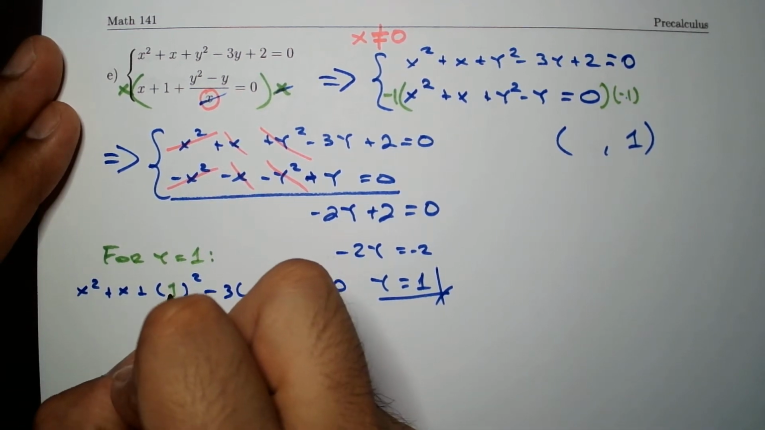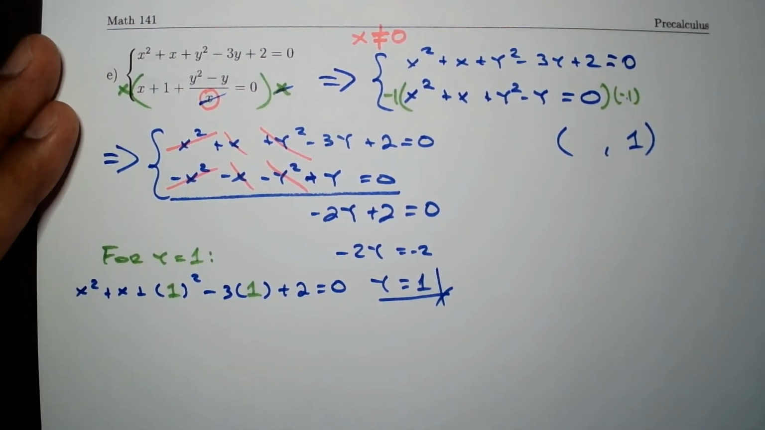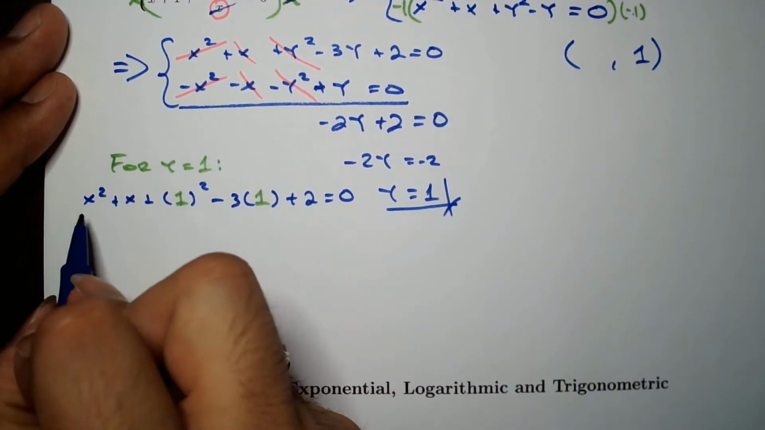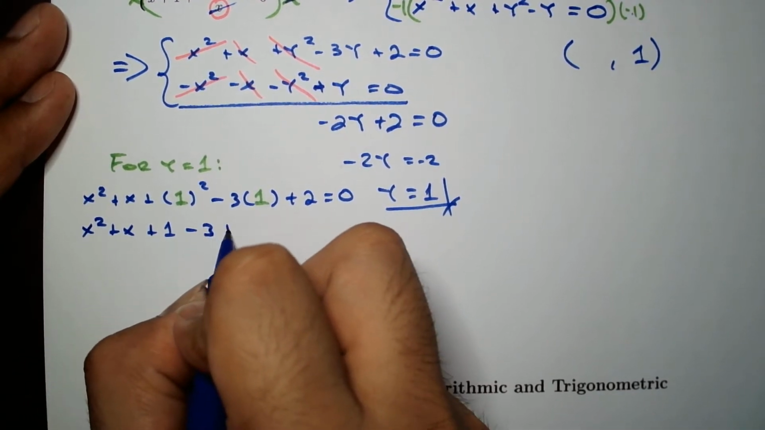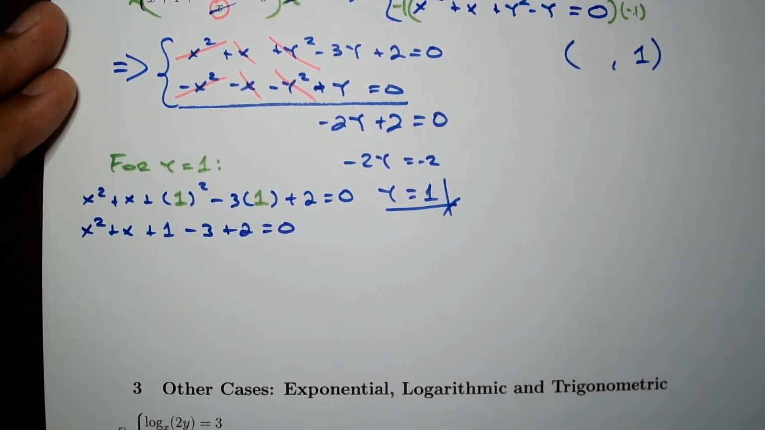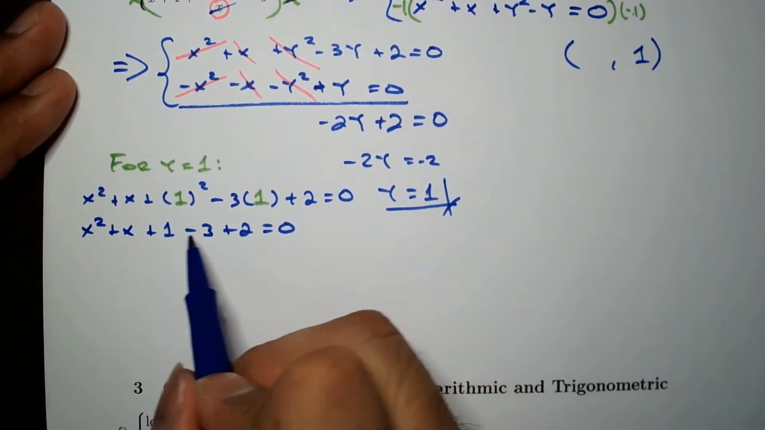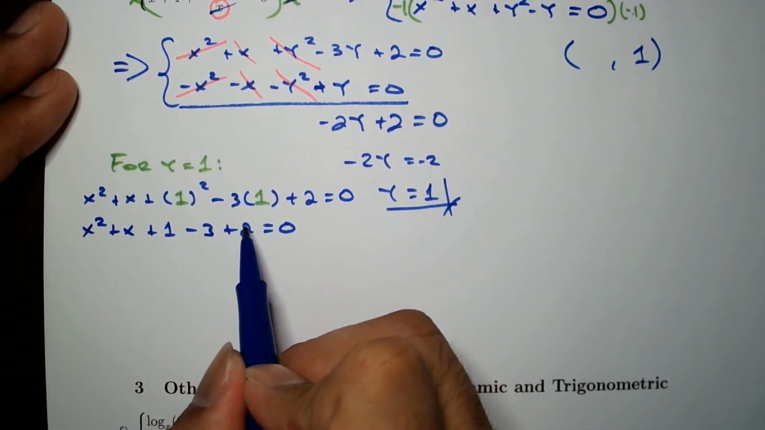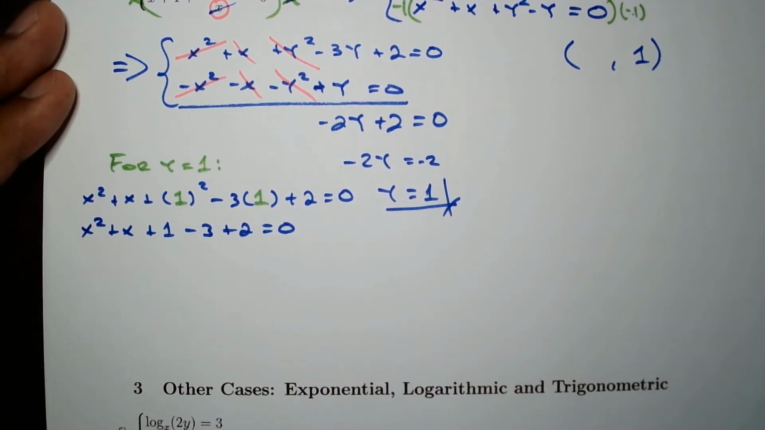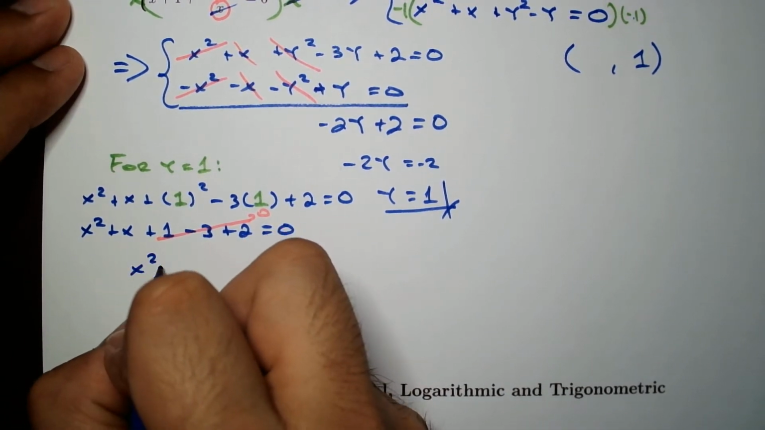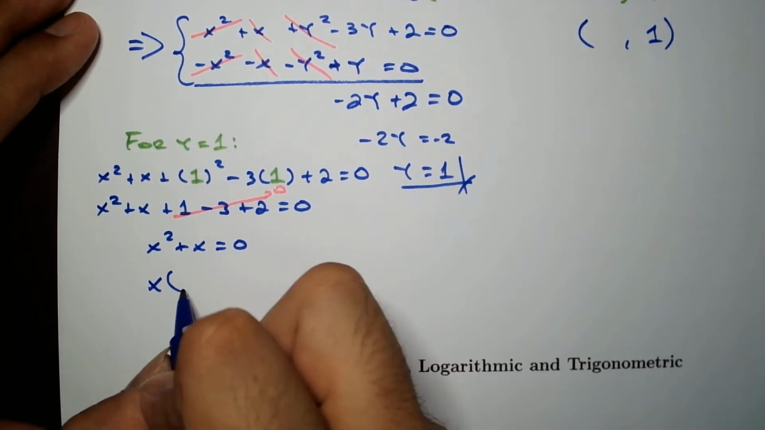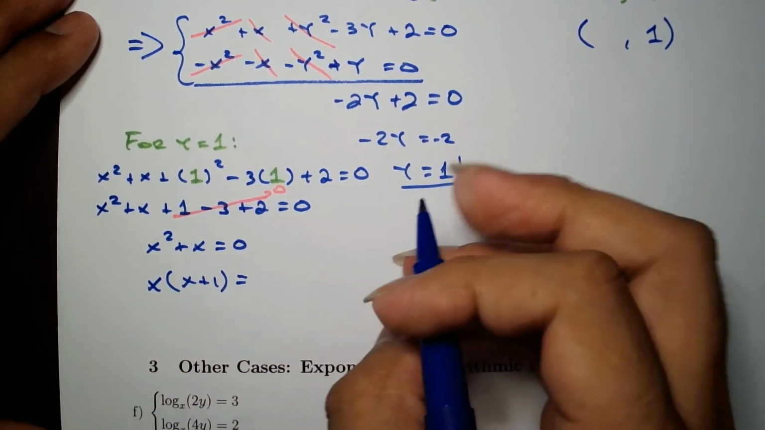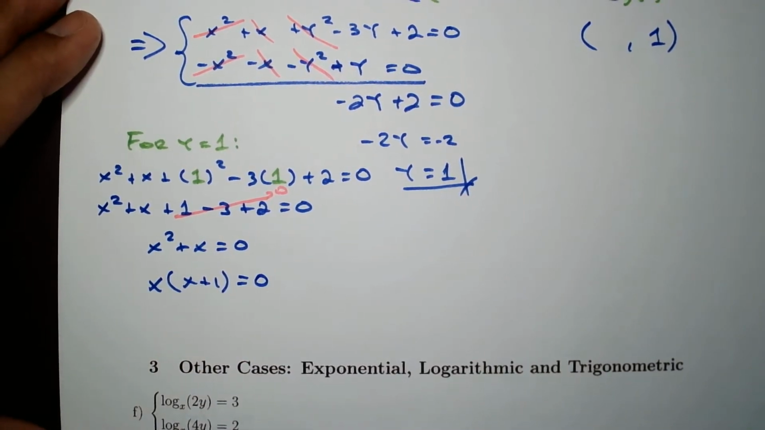All right, so plug in y equals 1, and so we are going to get x squared plus x plus 1 minus 3 plus 2 equals 0. All we do is simply combine these numbers, but observe that 1 plus 2 is 3. 3 minus 3, this whole thing is going to go to 0, those three terms. And we are going to get x squared plus x equals 0. And then another easy equation to factor: x times x plus 1 equals 0.